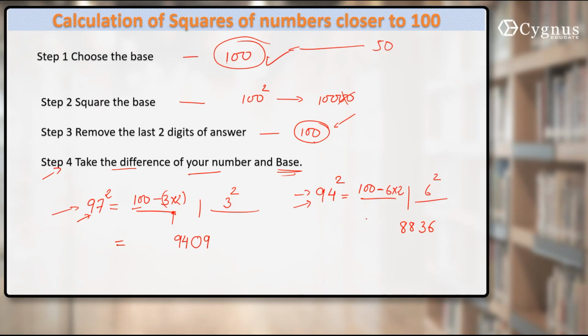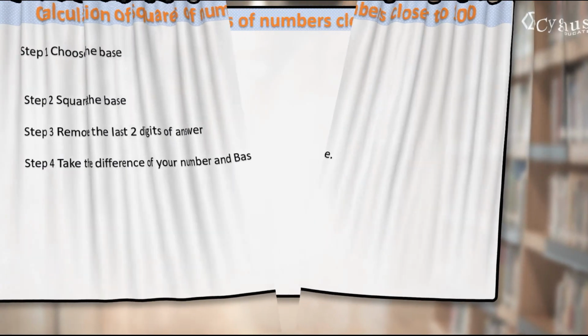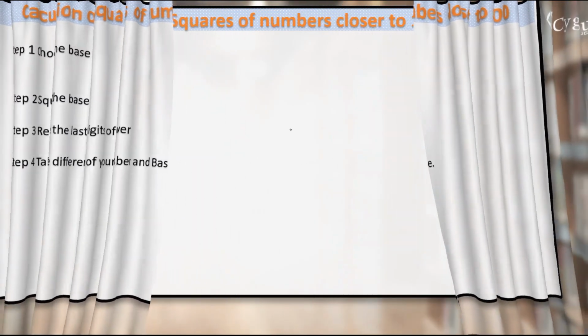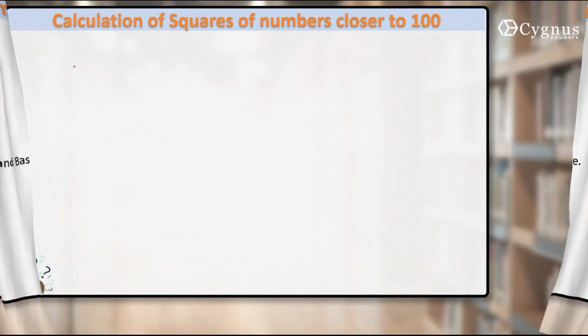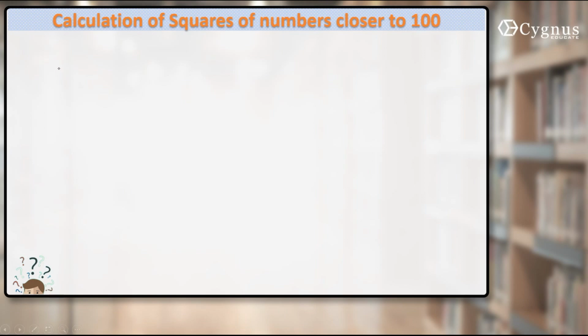So we've taken the case when the numbers were less than 100. Let's take a case when the numbers are more than 100. Let's take a few more examples. Let's say my number is 108. I want to calculate the square of 108.